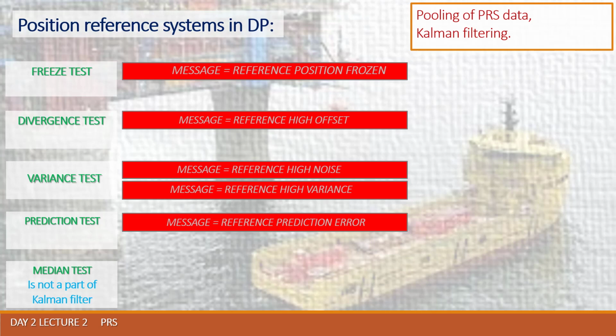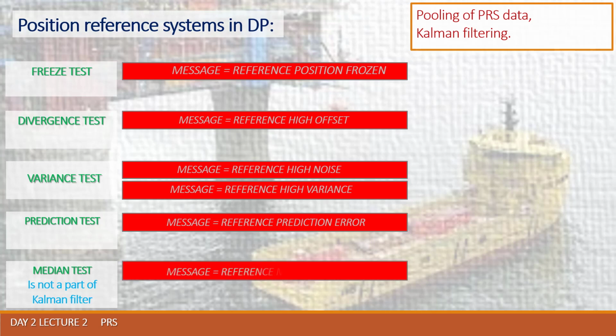Remember that. The message reference median rejected normally accompanies this test. The median test can be performed when there are 3 or more position reference systems in use, and it is primarily intended to reject a slowly drifting position reference system.